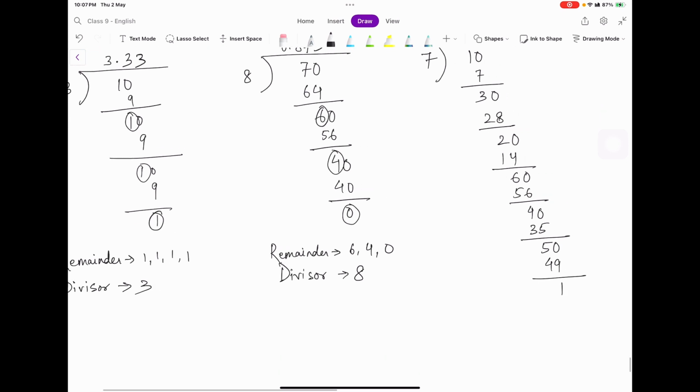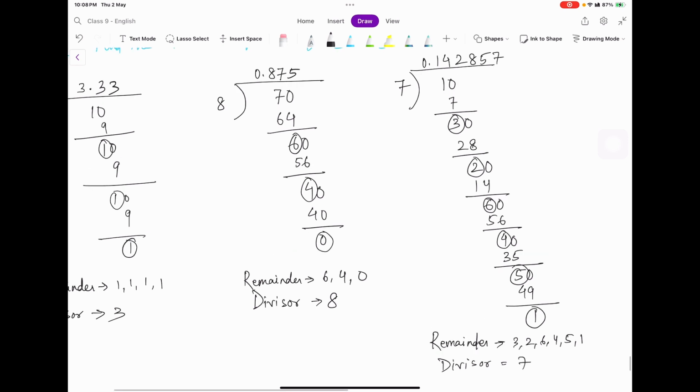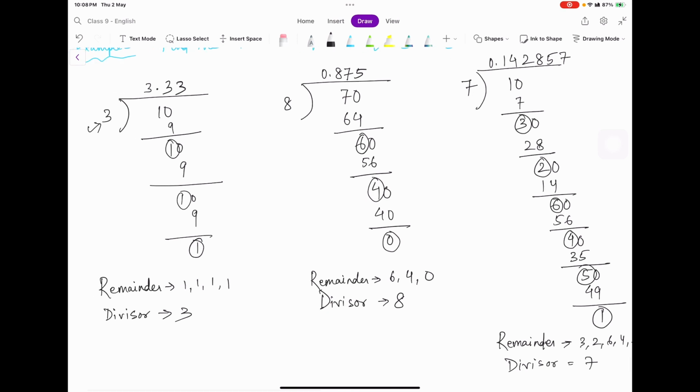Again see, the string of remainders I am writing. This is 3, 2, 6, 4, 5 and 1. This is the string of remainders. Then the divisor is 7. The remainders are 3, 2, 6, 4, 5, 1 and the divisor is 7. So you can infer 2 or 3 things from these divisions.